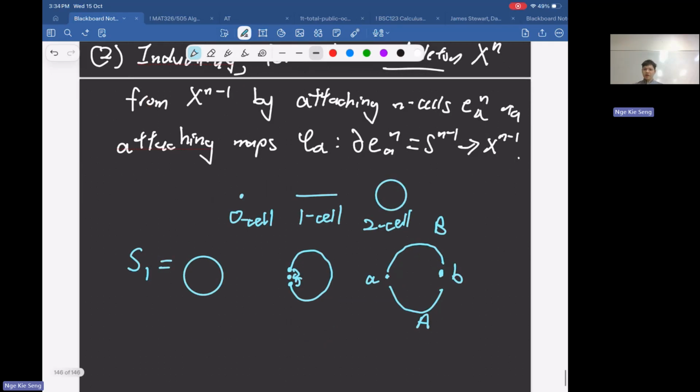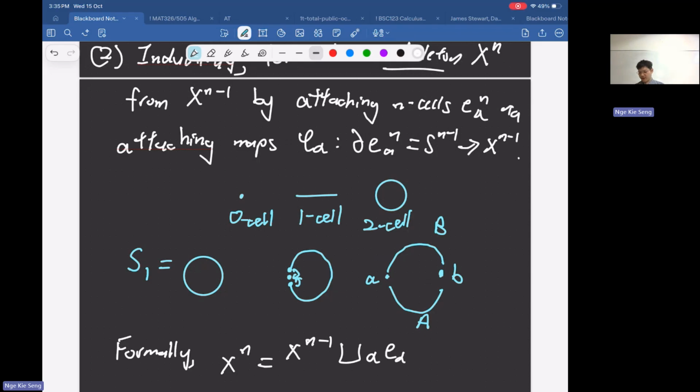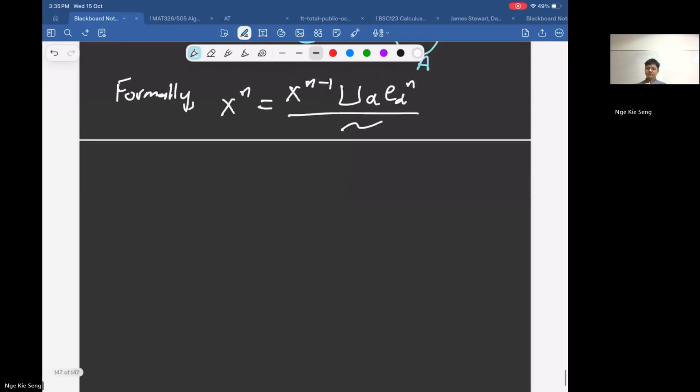Okay. So in the end, there's a gluing, right? Gluing in topology is what we call a quotient space. We actually are taking a quotient. So in this case, formally, what we had was the n skeleton is just the previous skeleton disjoint union with E alpha n, and then glue them.